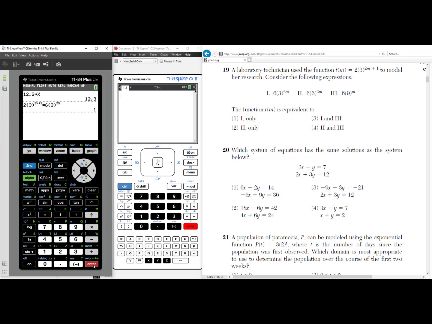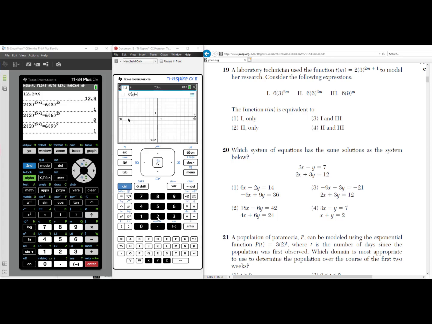That is correct, but we have to check with other options. Up arrow twice, press enter, change it to 6 times 6 to the 2x. That is incorrect. Up arrow twice, press enter, change it to 6 times 9 to the x, and that is correct. So 1 and 3 are correct.